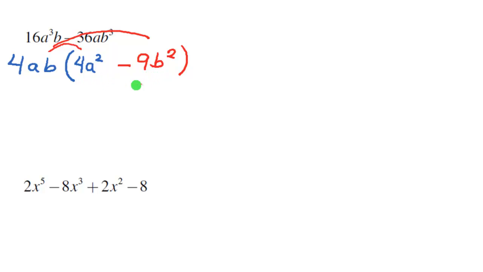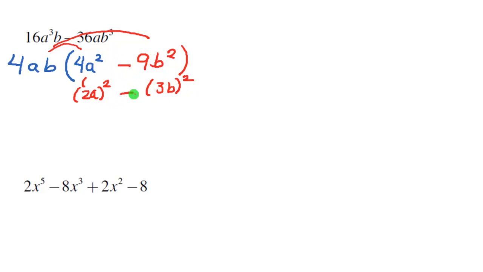Step 2, does this binomial factor further? Is it the difference of 2 squares? Hopefully you recognize that yes it is. What did you square to get 4A squared? Well, 2A, right? This is 2A squared minus. What did you square to get 9B squared? You squared a 3B. Okay, so this is definitely the difference of 2 squares.